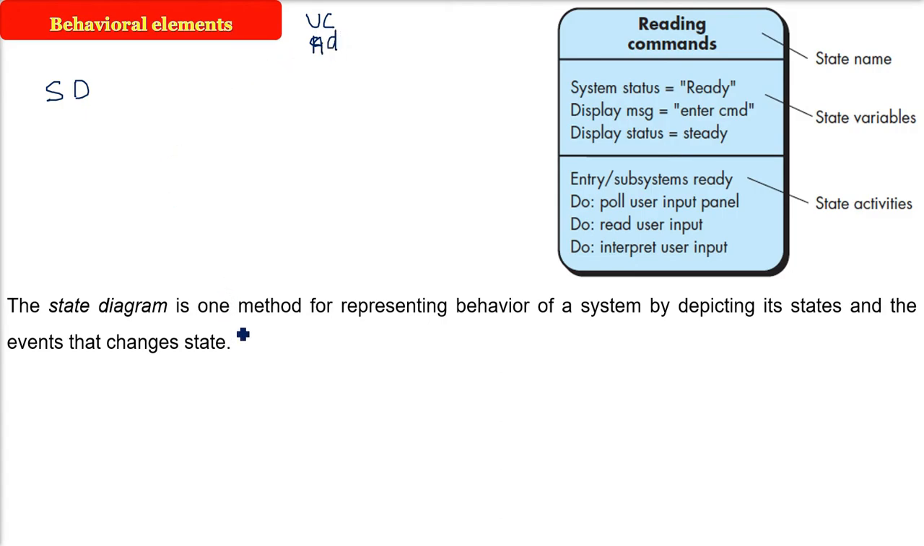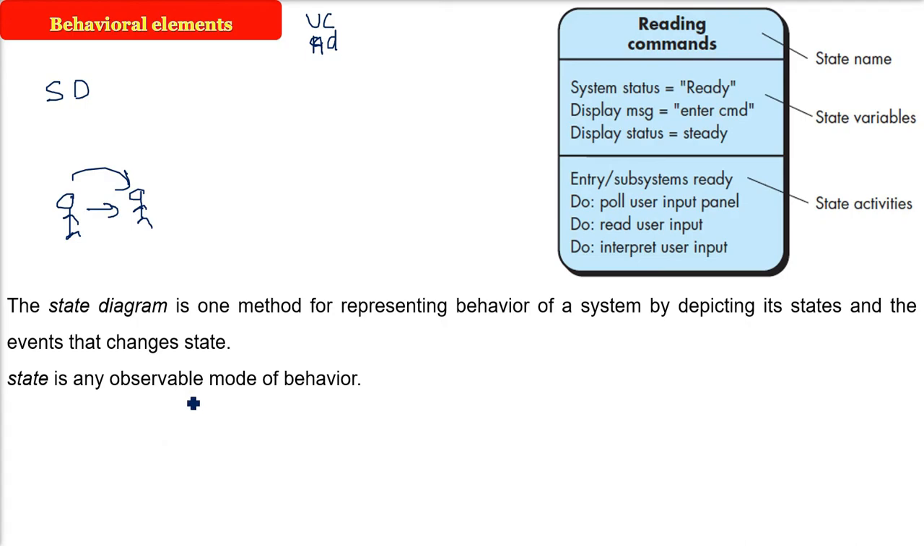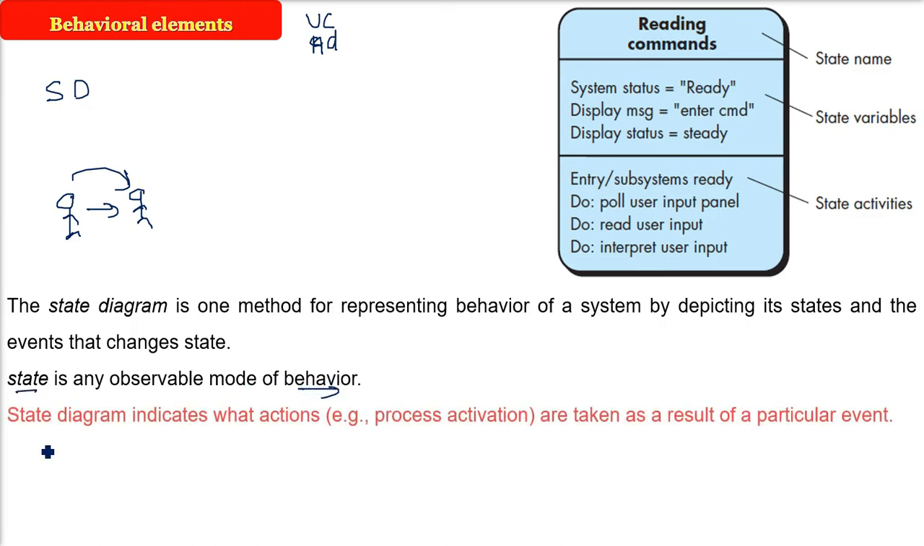The state will change. So the state diagram is one method of representing the behavior of the system, because it shows different states, since every time some event occurs. Sometimes you are standing, sometimes you are running, sometimes you are sleeping. It is your state. So state is the observable mode of behavior for the particular use case or scenario we are talking about. State indicates what actions are taken as a result of a particular event. If the user does something, what actions need to be taken?